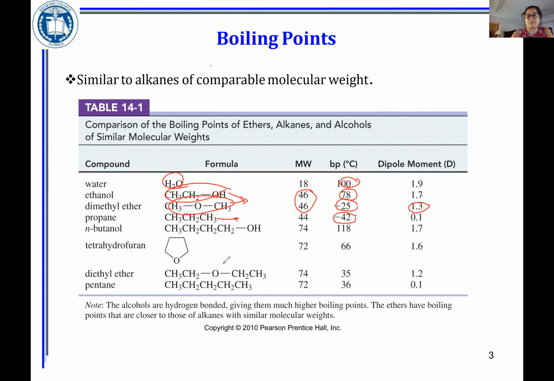Any questions about the trend, about looking at these numbers? You should be able to predict, if you are given 5 different compounds, which one has the highest boiling point and which one has the lowest boiling point. Any questions?